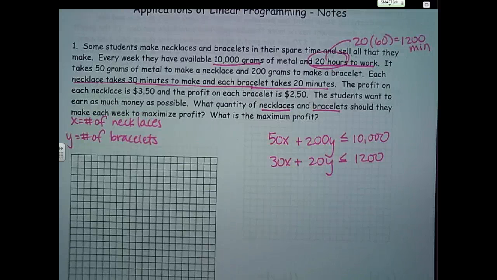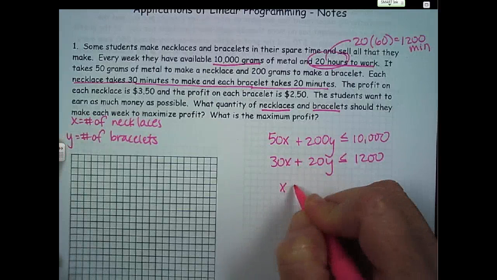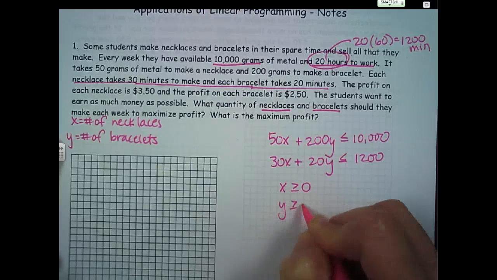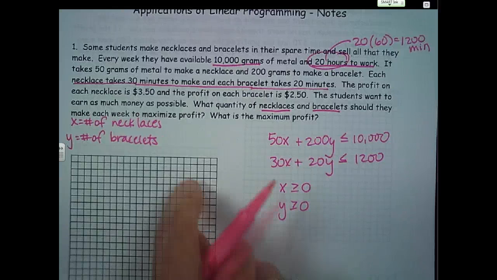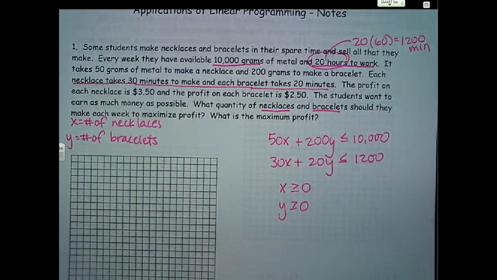Now the next two inequalities are kind of given, right? If you want to write them down for understanding: what's the least amount of bracelets somebody can make? 0, right? I can't make negative bracelets. So I know that the number of necklaces, x, has to be greater than or equal to 0, and y has to be greater than or equal to 0. Now in understanding that, which quadrant is the only quadrant I'm going to need to draw a picture in? Quadrant 1.